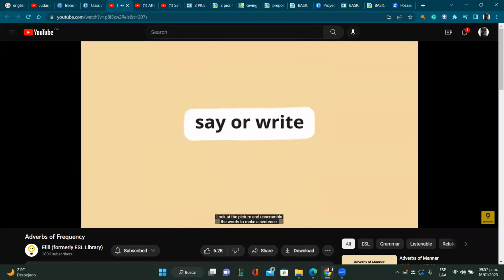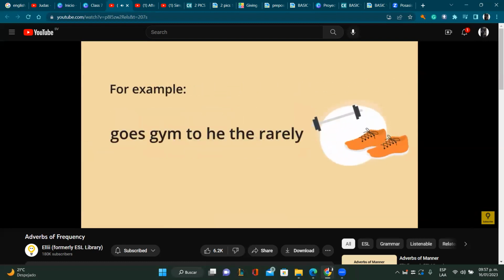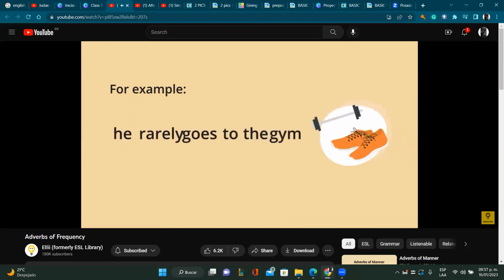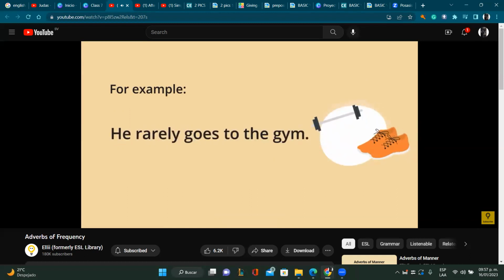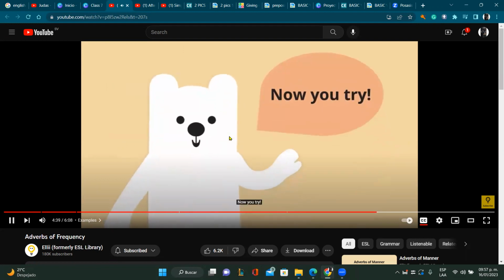Look at the picture and unscramble the words to make a sentence. Say or write the sentence. For example, he rarely goes to the gym. Okay, it doesn't matter if we are using an adverb here, we always need to apply the rule for third person singular. He rarely goes. Siempre aplica, no importa que tengamos un adverbio aquí. Now you try.